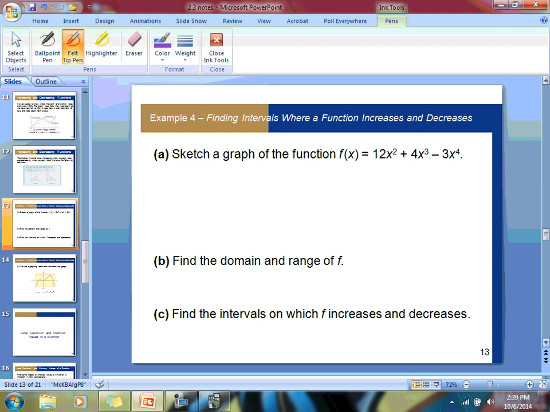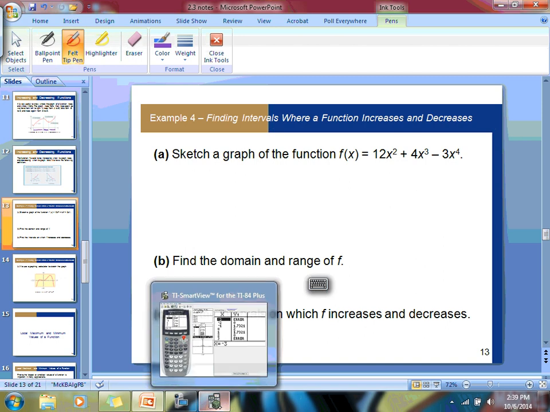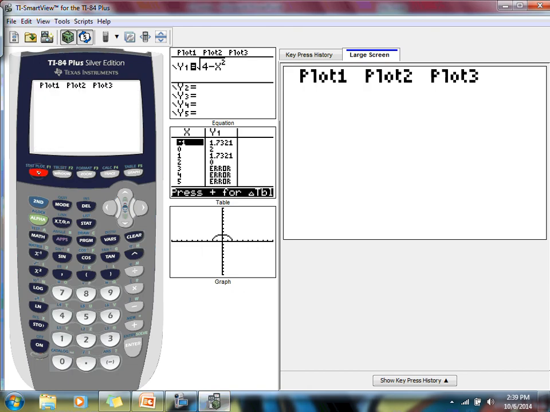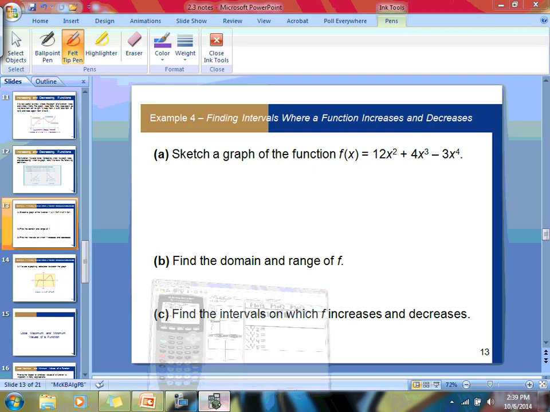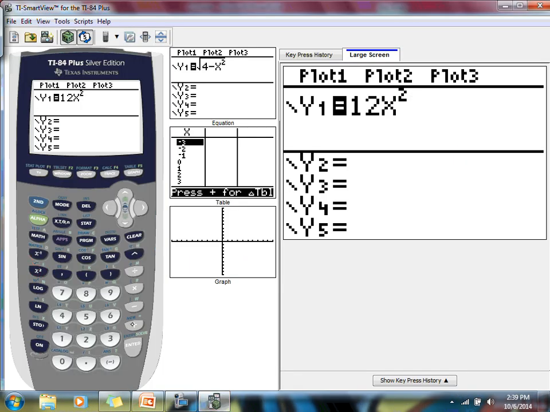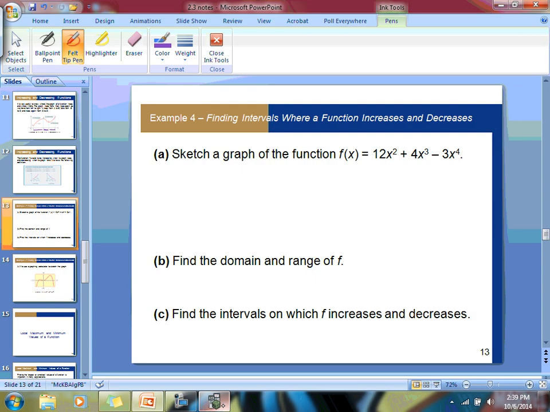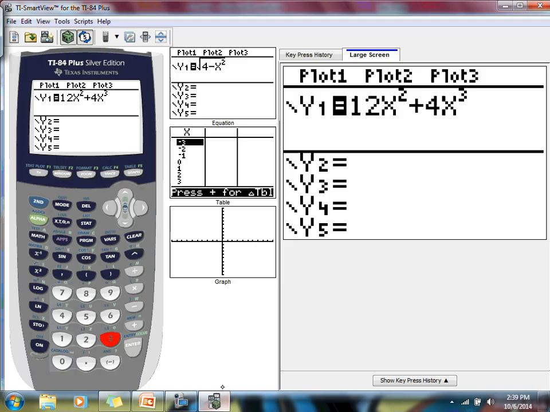And I'm going to go back to the calculator. Let's see, we have 12x squared. Let me clear out this other one. So we have 12x squared plus 4x to the third minus 3x to the fourth.